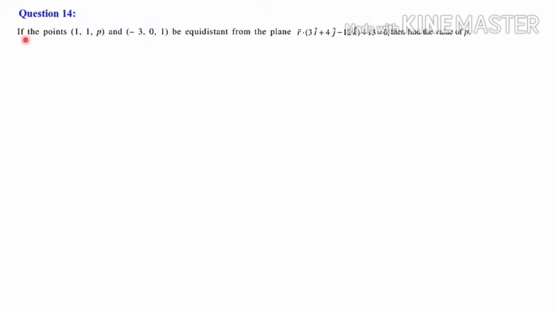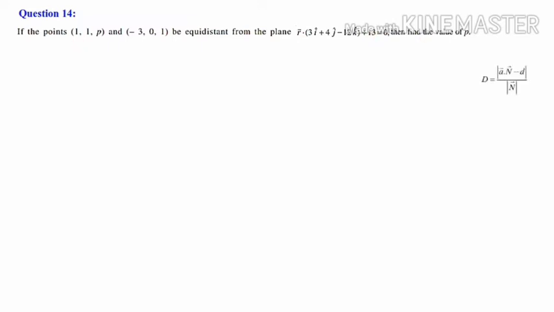Next we shall discuss question number 14. The question is, if the points 1, 1, p and minus 3, 0, 1 be equidistant from the plane, vector r dot 3i cap plus 4j cap minus 12k cap plus 13 equal to 0, then find the value of p. So let's go through the question. 2 points are given to us and these 2 points are equidistant from this plane. That is the condition. So we have learned the formula for finding the distance between a point and a plane.